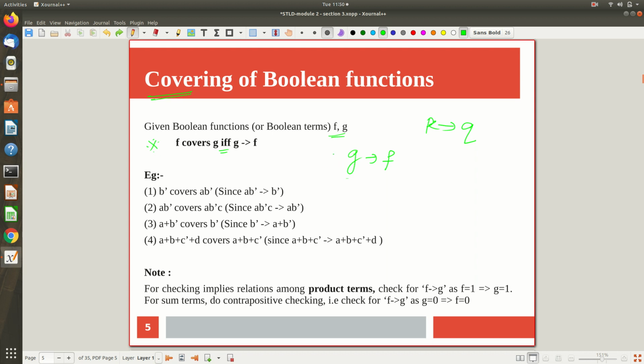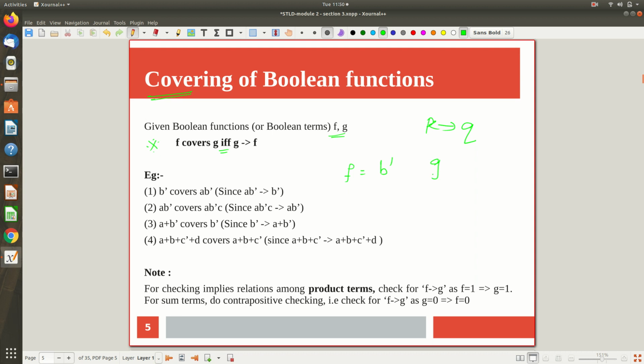Okay. So maybe with an example this will be more clear. So right now you understand how to use the term covers. Okay. So you can think about two Boolean functions. So let the function f be some b dash. The function can be anything, right?